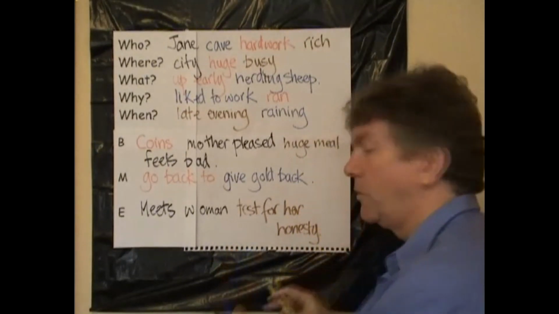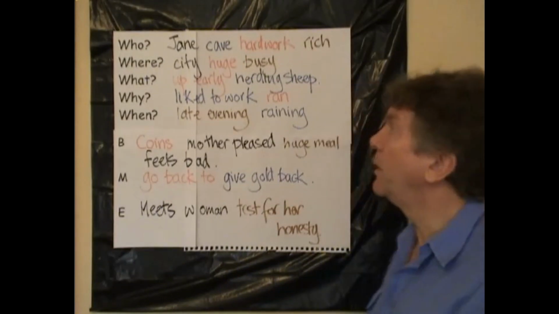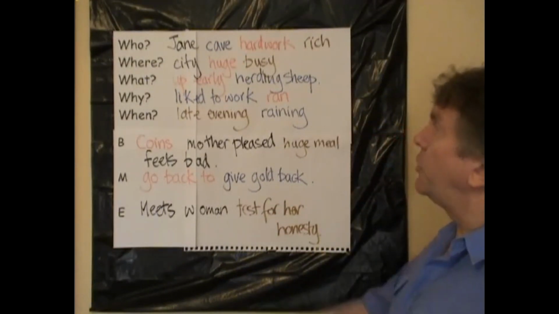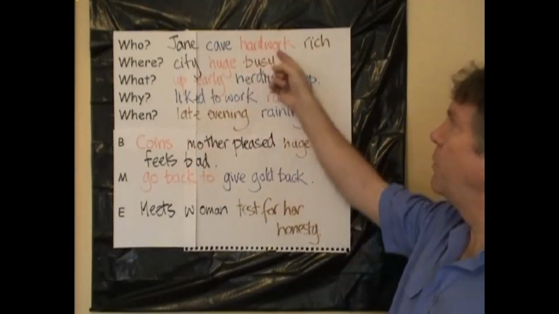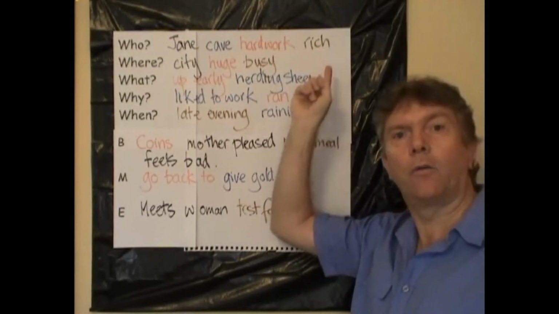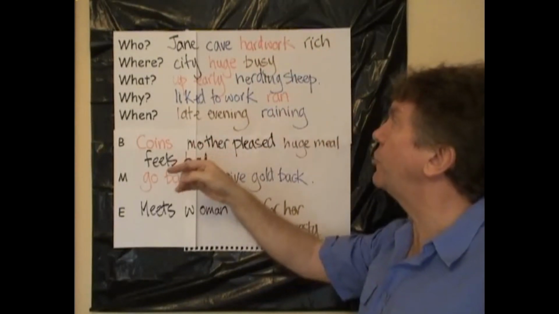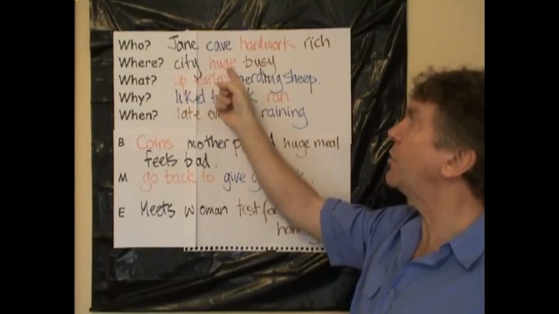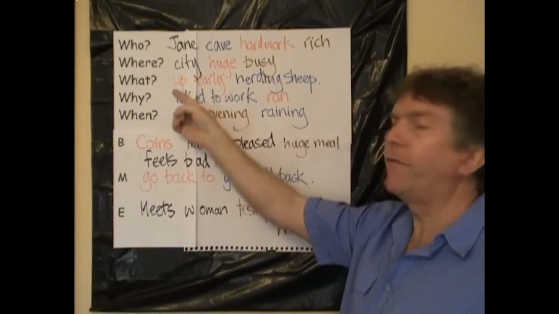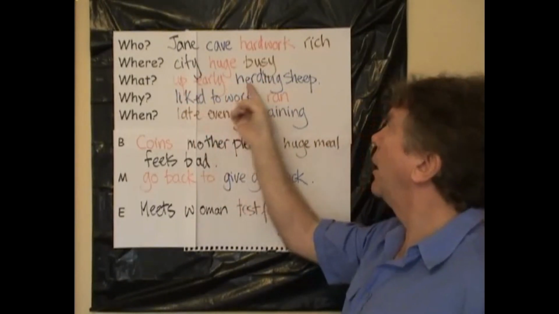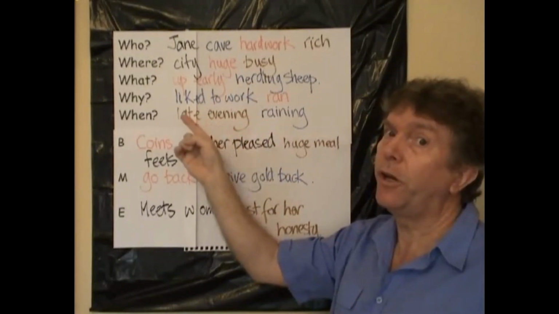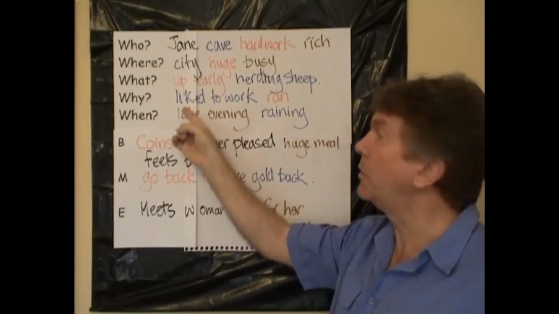Alright. So instead of Jack and the Beanstalk, we have Jane. Jane lived in a cave and always worked hard, and for all of her hard work, she found that she was rich. This cave was in a city that was huge and always busy, and every morning she would get up early and herd her sheep, for everyone needed the milk and everyone wanted wool.